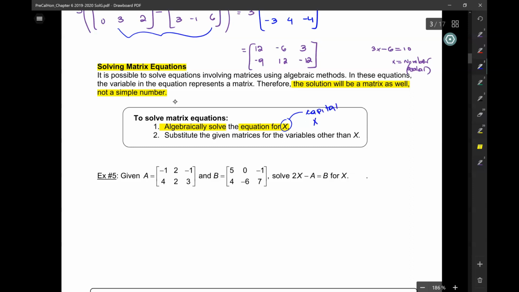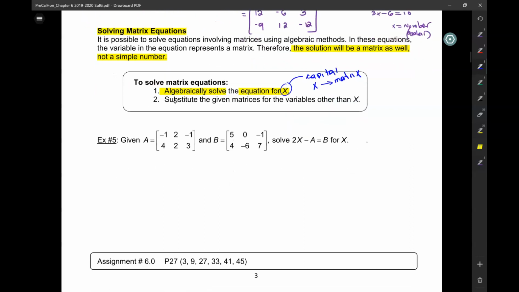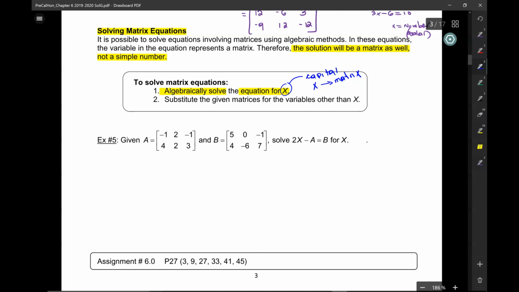Capital X means matrix. So we solve the equation for x, and then we substitute in order to solve for it. Okay, so I'm given a matrix A. I'm given a matrix B. I need to solve this for x. Okay, so let's do that.